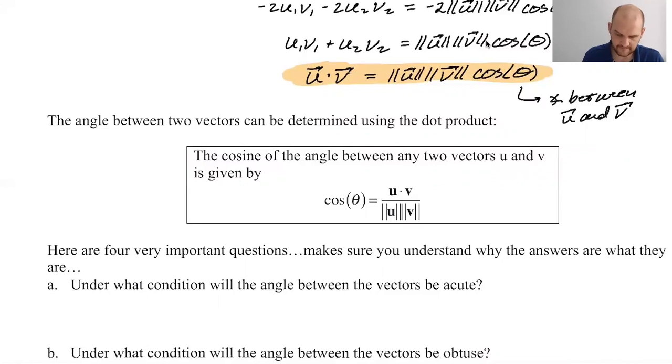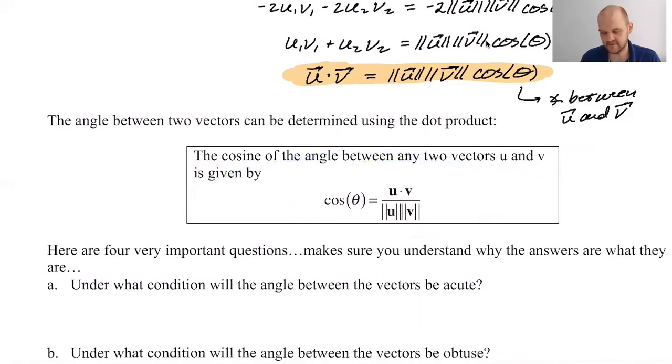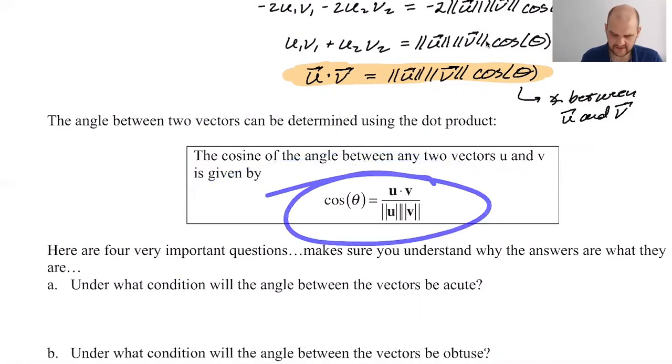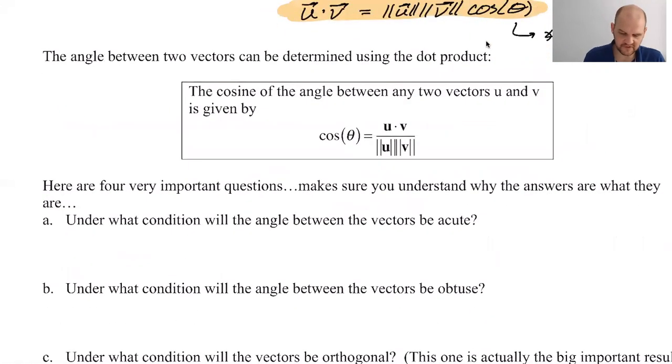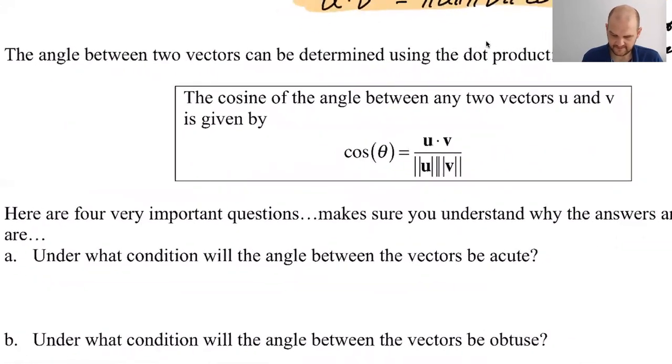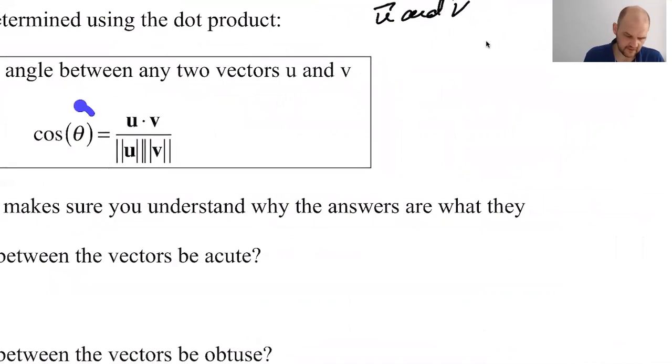Okay, so it's in the box. Why is it in the box that way? Well, typically you solve for cosine. And why do you do that? You do that because you're talking about the angle between the vectors a lot, right? So now let's think about this. The cosine of theta is the dot product divided by the product of the magnitudes.